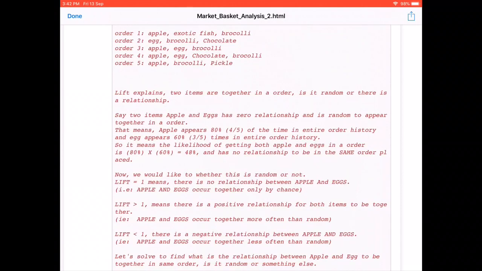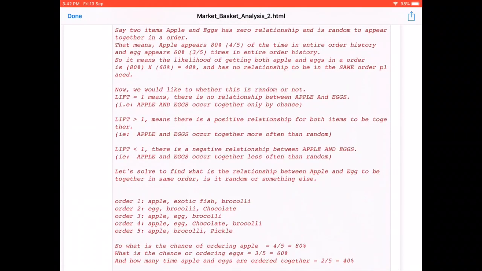Simple and straightforward. Now I want to know whether this apple and egg is totally random. If it is random, then it is going to be 48%. So what if I get a probability of more than 48%, and what if I get a probability of less than 48%? That's what I'm going to study, and that's where we have put 3 buckets. If lift is equal to 1, that means there is no relationship between apple and eggs. When we say lift is equal to 1, what is in the denominator? The denominator is that 48%. That means the likelihood of getting both apple and eggs in an order, assuming that there is no relationship. So I want to do my reference on the basis of that 48%.